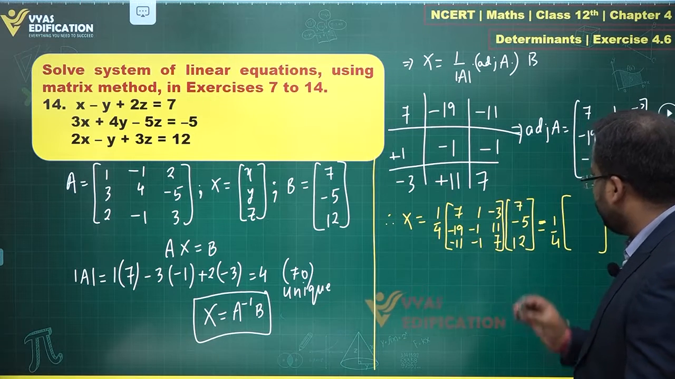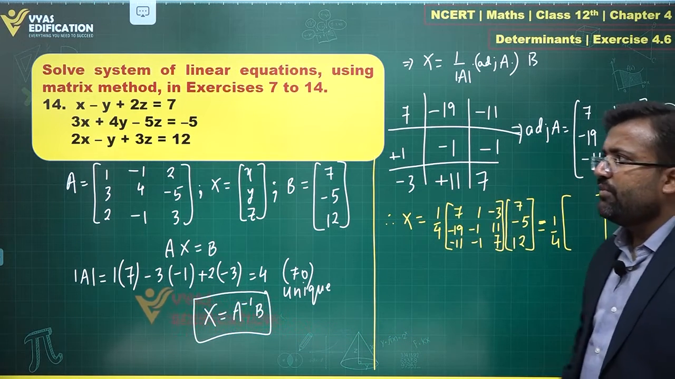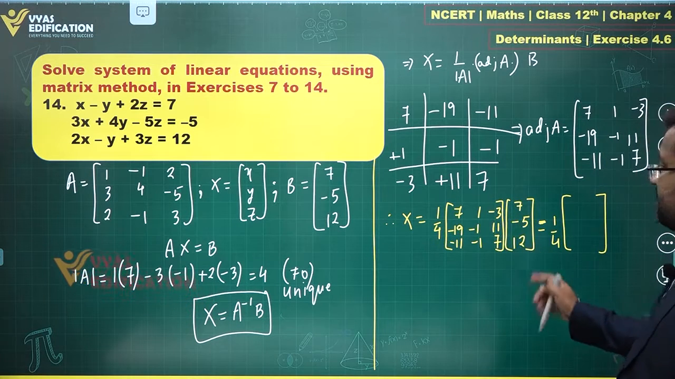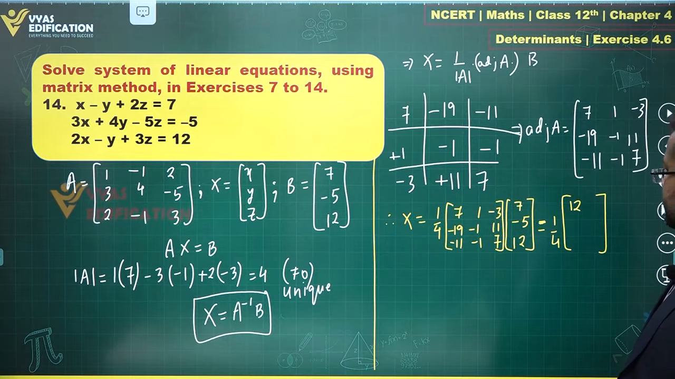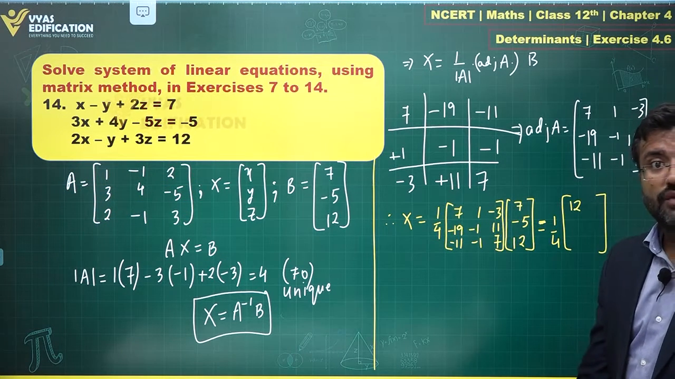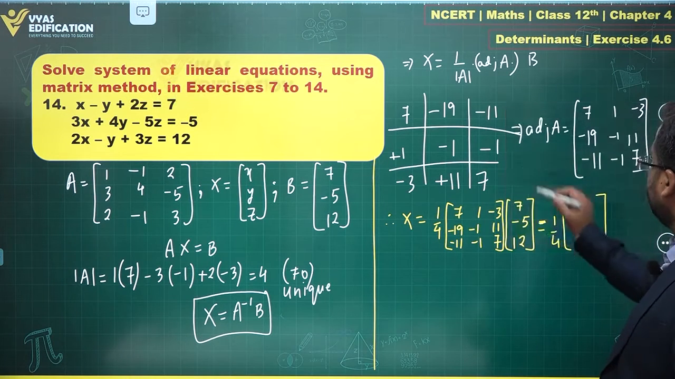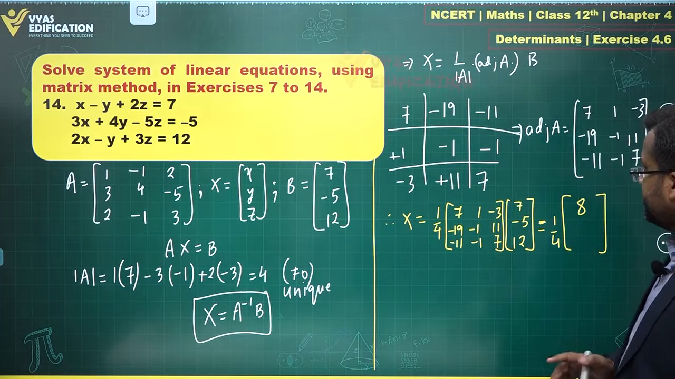So 7 times 7 is 49, minus 5 is 44, and 44 minus 36 is 8. Actually, it's not 12, it's 8. Okay, let's not make a mistake on that.